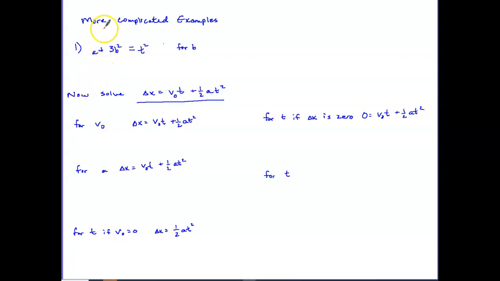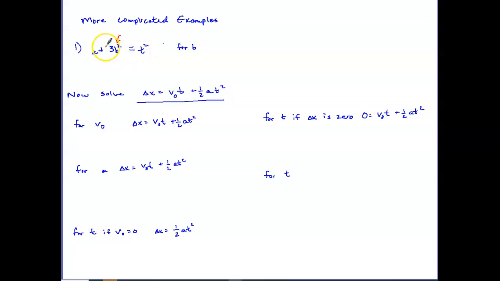So this is our third video on literal equations, and we're going to do some more complicated examples. In the first one, it's a plus 3b squared equals t squared, and we're going to solve for b. There's the variable that we want, so we have to get it all by itself.